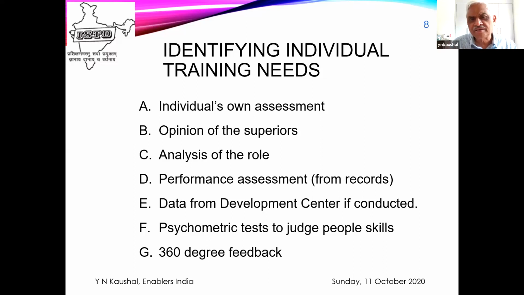So do you understand that we are able to give very strong, very precise feedback, if we are able to do this task very well in the development center? Then we have what's called the psychometric test to judge people's skills. We can do that, and from there we come to what's called the individual learning needs.